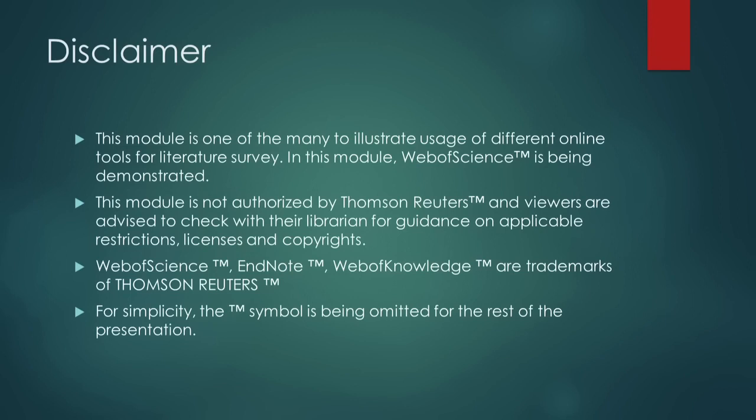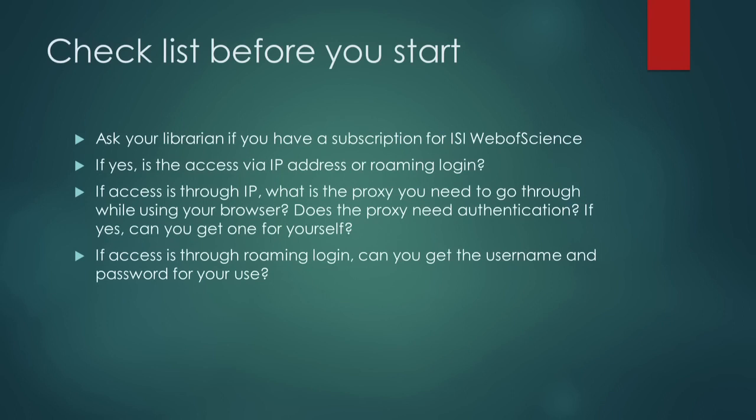See, there is a disclaimer that we need to provide before we proceed further. Before we start the literature survey, it is very important for us to know from our librarian whether we have subscription for these tools. So, please do ask your librarian whether your institute has a subscription for ISI Web of Science, and if they do have, then what kind of a subscription they have.